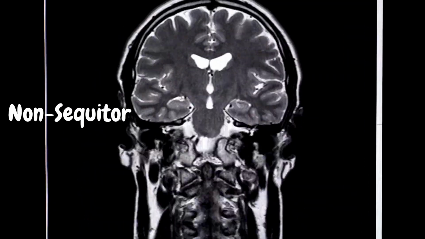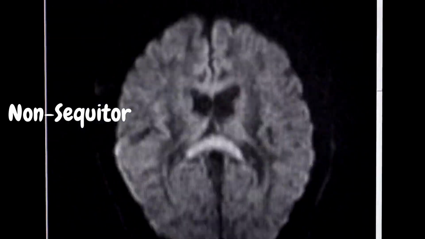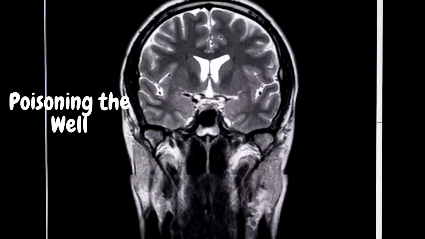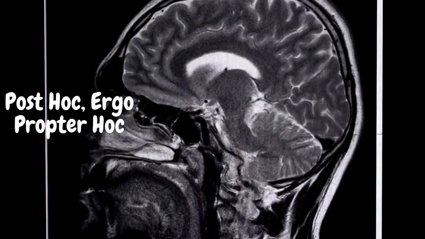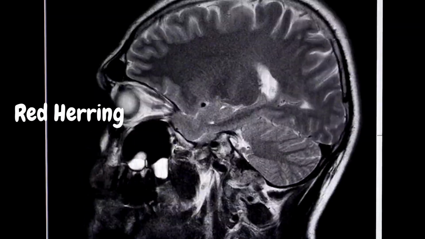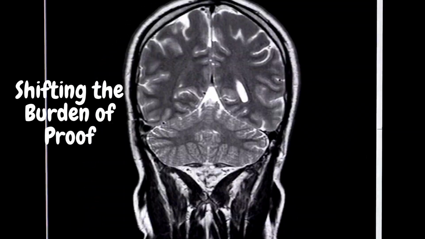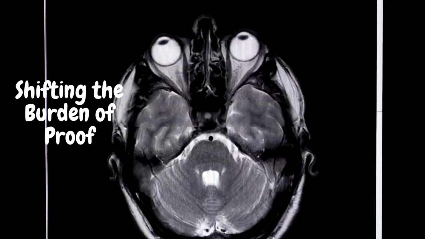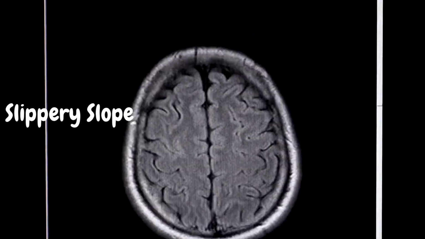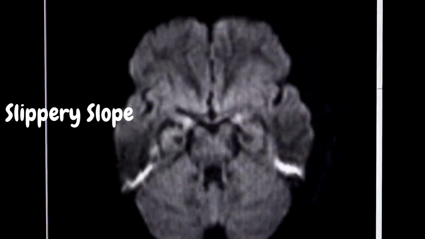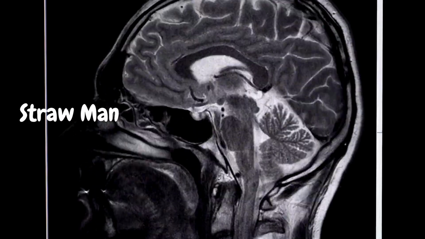I got a few more here. Non sequitur, like that's an absolute. You got to teach that one. Poisoning the well is one that I really like, and I know that teachers often don't teach that, and it's a good one. Post hoc ergo propter hoc. Red herring, another one of those musts, right? It's a high flyer. Shifting the burden of proof. And I got just a few more here. Slippery slope. Again, that's one that you kind of got to do. Spin. And the last one, another high flyer, straw man.